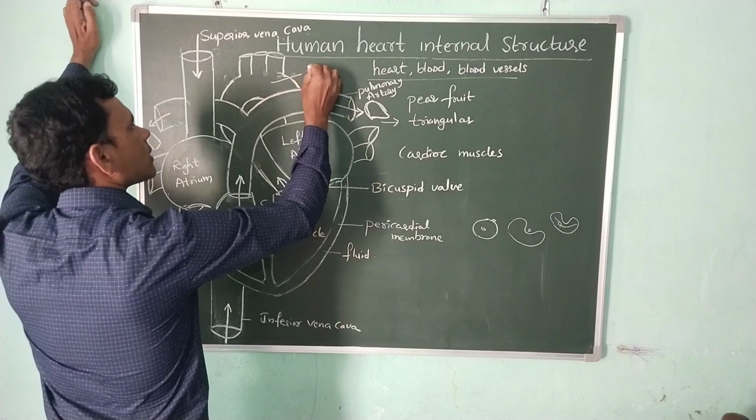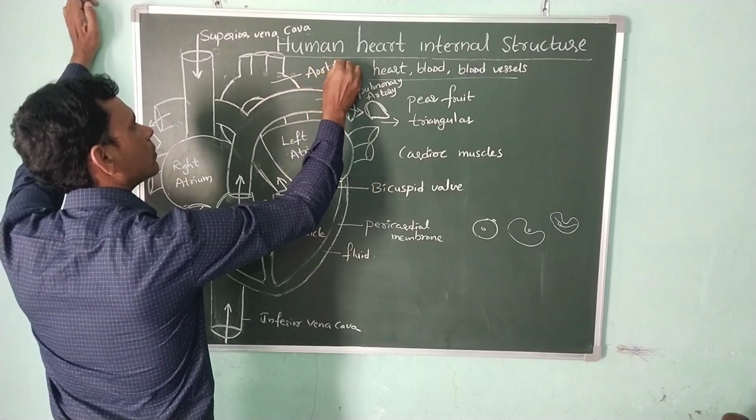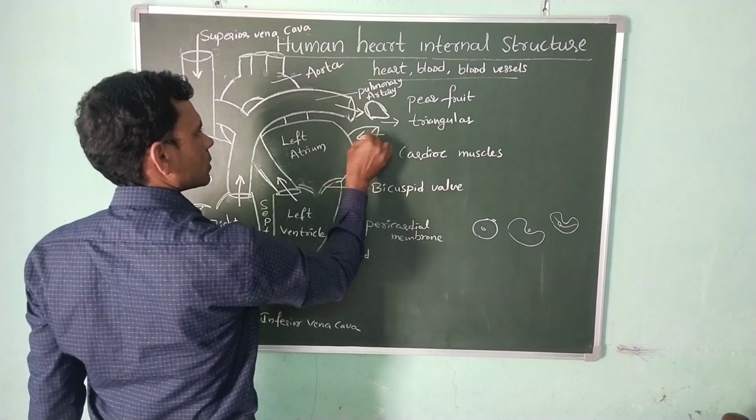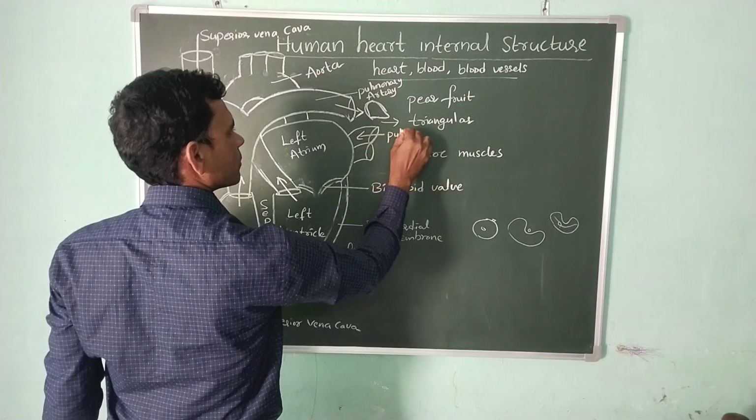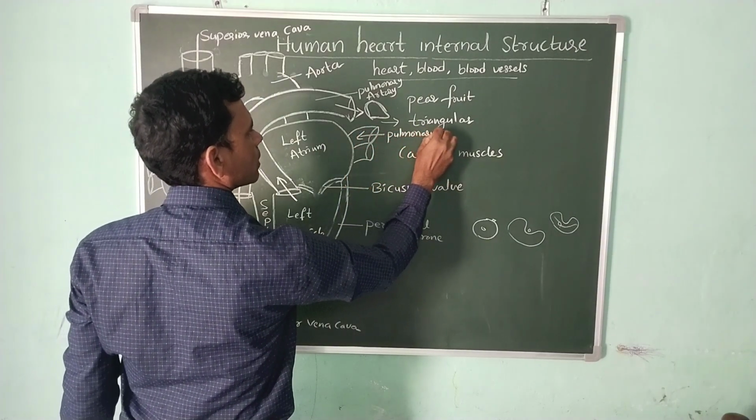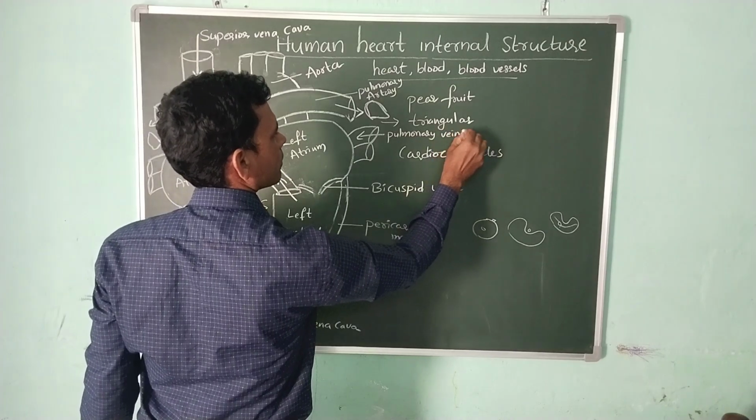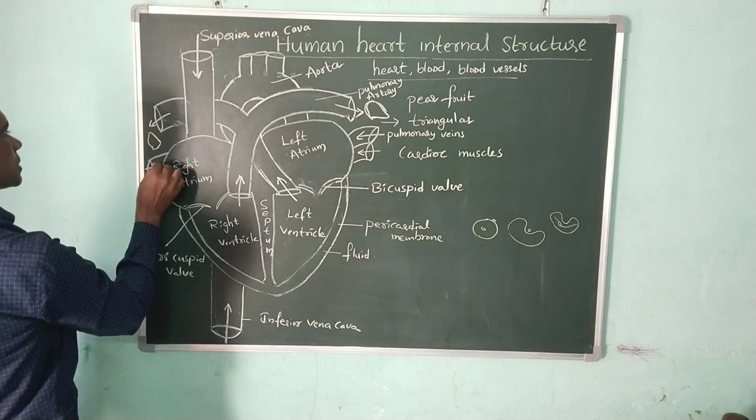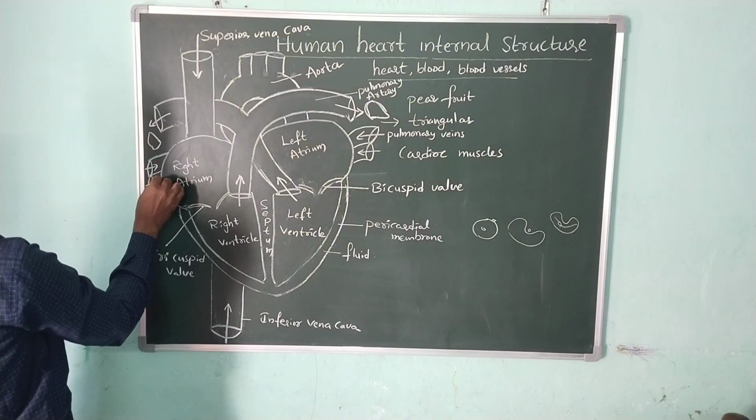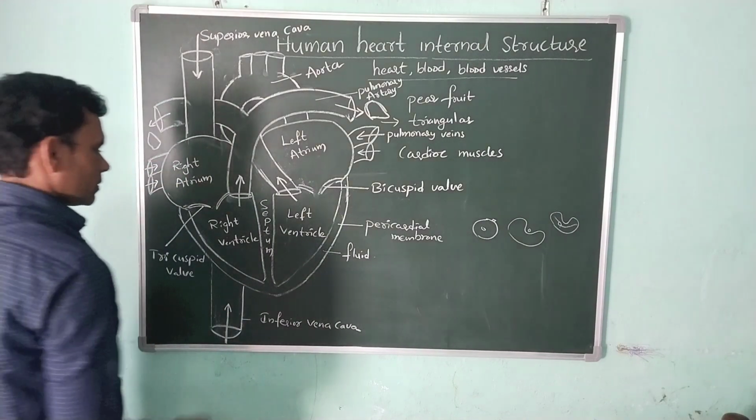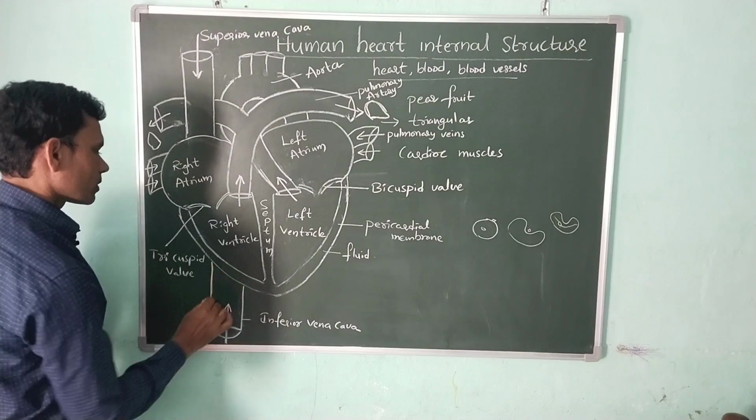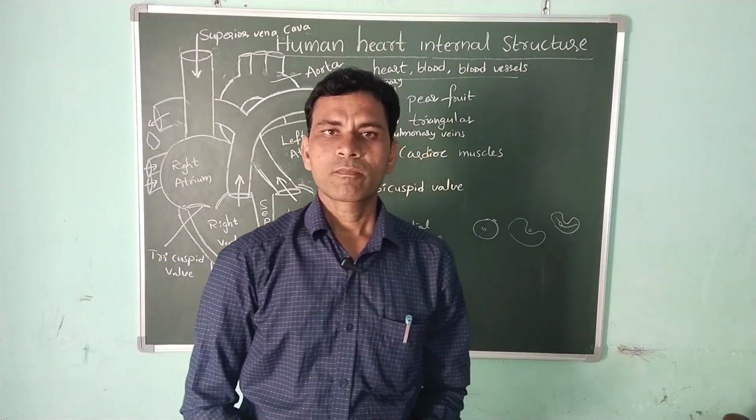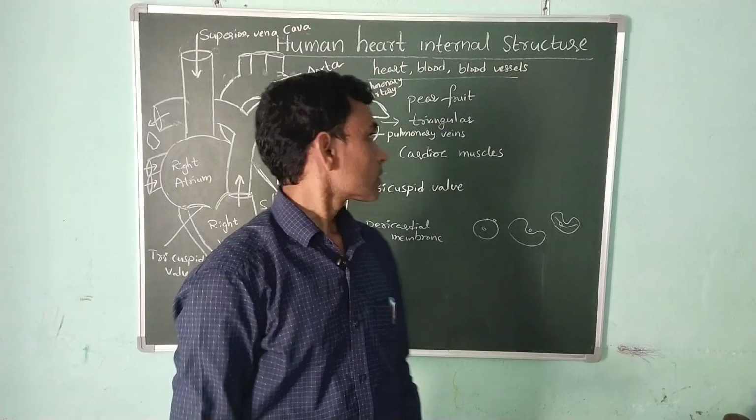so it is called the aorta. Next, these are called pulmonary veins. This is also a pulmonary vein. So now we are discussing what they carry, which type of blood they carry.